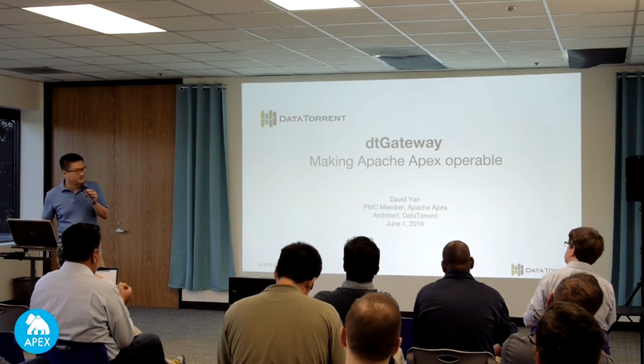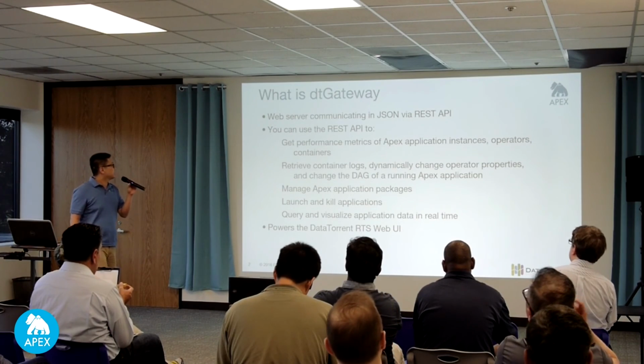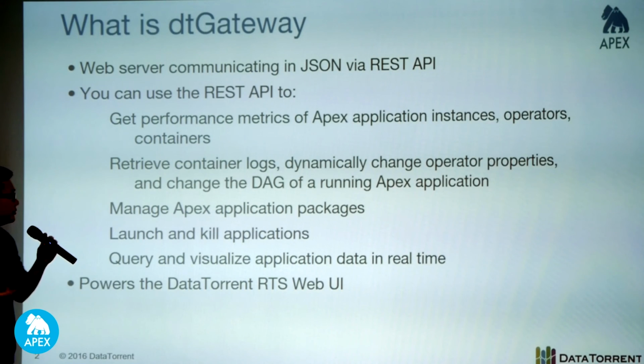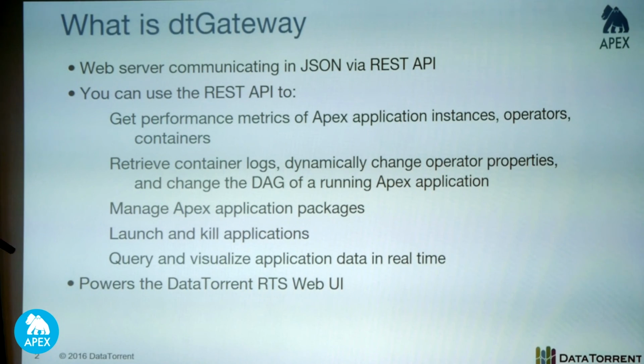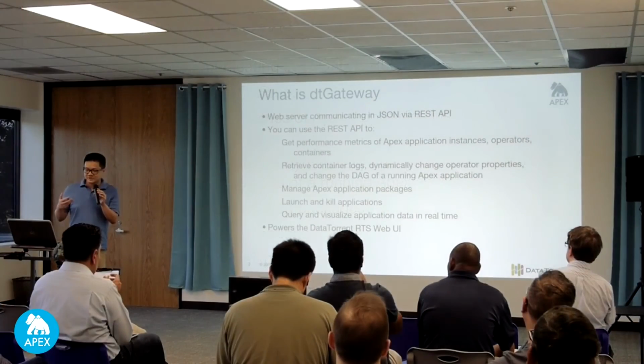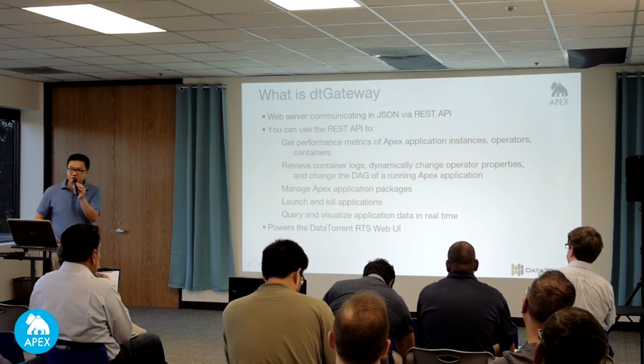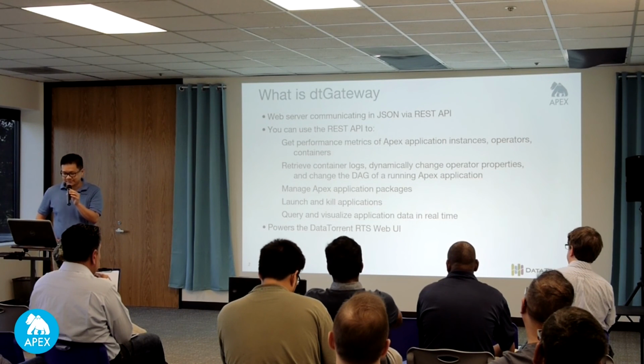So, what is DataTorrent Gateway? Basically, it's a web server communicating in JSON via REST API, and we have a very extensive REST API with which you can get performance metrics of Apex application instances, operators, and containers, and also retrieve container logs. You can also dynamically change operator properties and change the DAG of a running Apex application. You can also use the REST API to manage Apex application packages and even launch and kill applications.